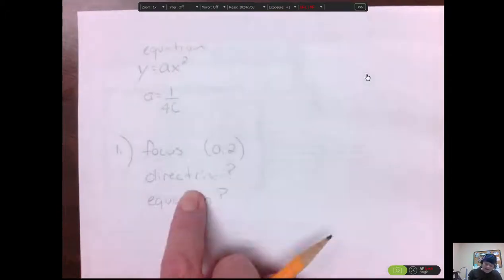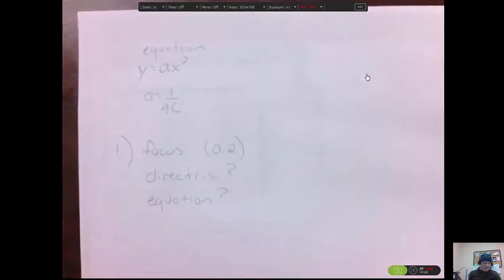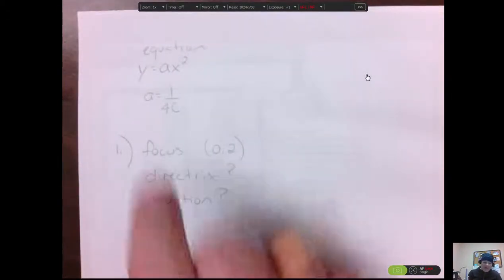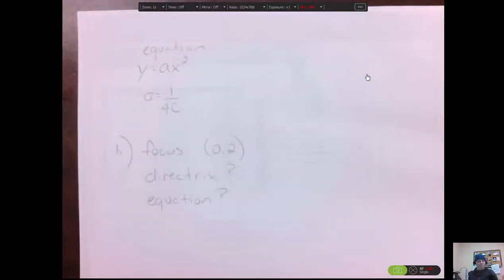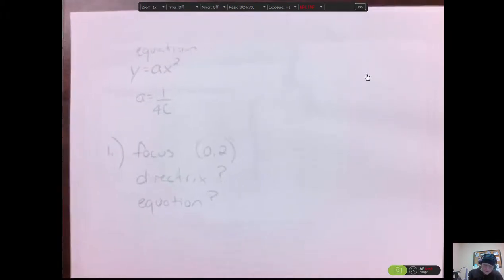Well, the directrix, we know that this is our C value, right? So it's going to be the negative C value. And we have y equals, which will tell us that it is an open up or down parabola. If it's x equals, it's going to be open sideways. I probably should have put that on my notes, but we'll add it in a second. Maybe I'll just add it up here.